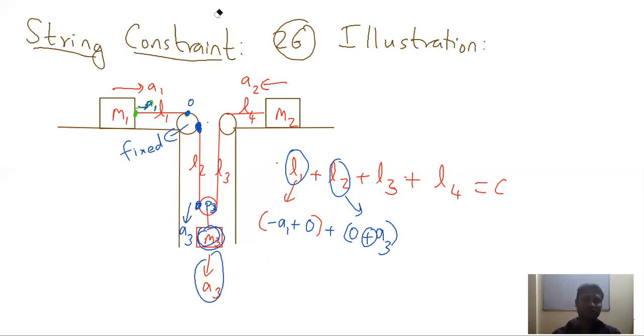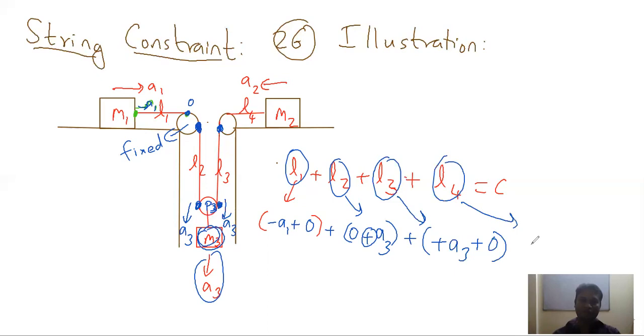Now after this, let us consider length L3. For L3, let us consider the points. This is one point, this is another point. This point is moving down with acceleration A3. Because it leads to increase in length of L3, plus A3. And this point is fixed, so plus 0.